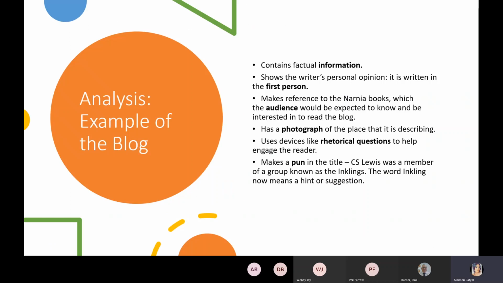So the analysis of the previous slide contains factual information. It shows the writer's opinion, and is obviously written in first person. It makes reference to the Narnia books, which the audience will be expected to know and be interested in when reading the blog. It has a photograph of the place they're describing. It uses rhetorical questions to help engage the reader, and it also makes a pun in the title.